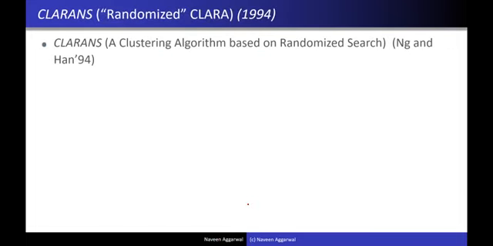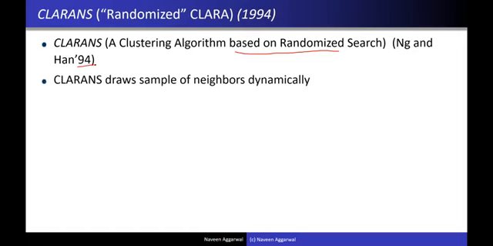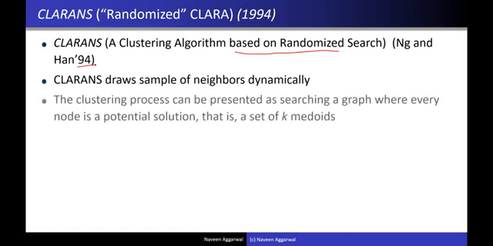Clarans. It is a clustering algorithm based on randomized search. Now we are not picking the sample arbitrarily, but we do a randomized search. It was proposed by Ng and Han in 1994. Here we draw the sample of neighbors dynamically, and the clustering process can be presented as searching a graph to get k-medoids. In this way, the clusters are created dynamically based on some criteria, which programmers can define, or it could be randomized. Based on that, we can pick these clusters.